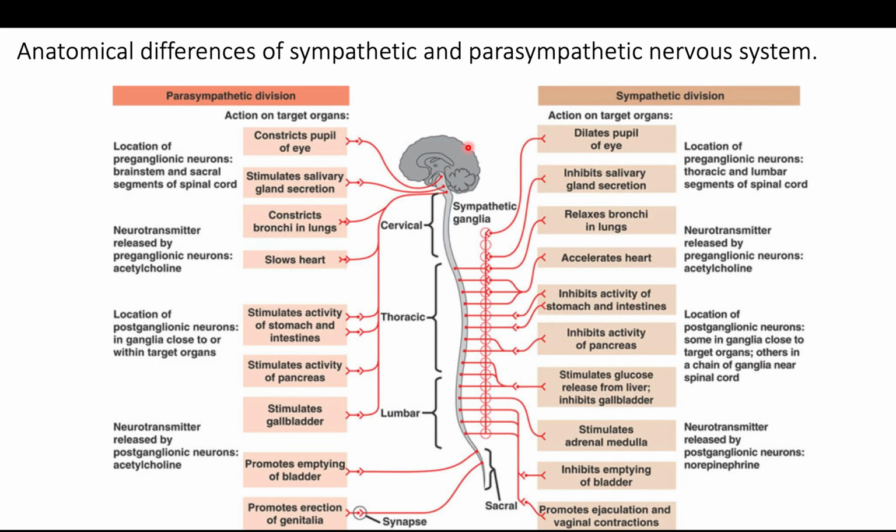Here are the differences and similarities that you can read by yourself. Here is just an additional image or diagram for you to refer to.